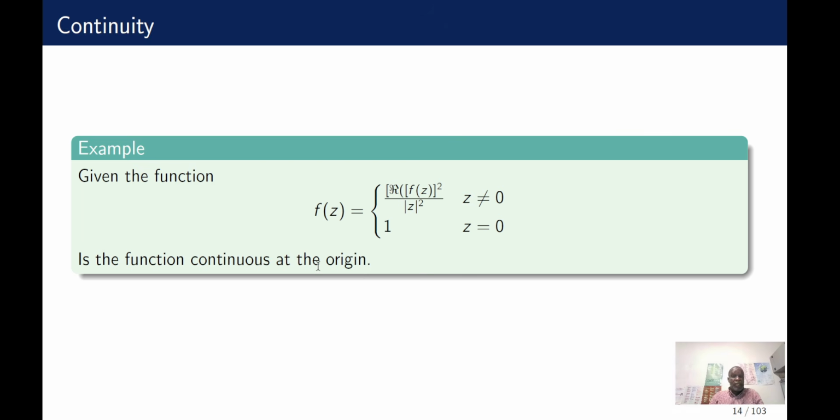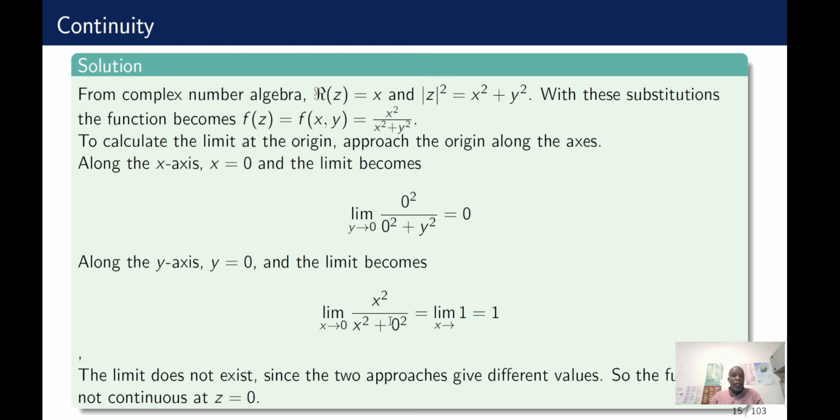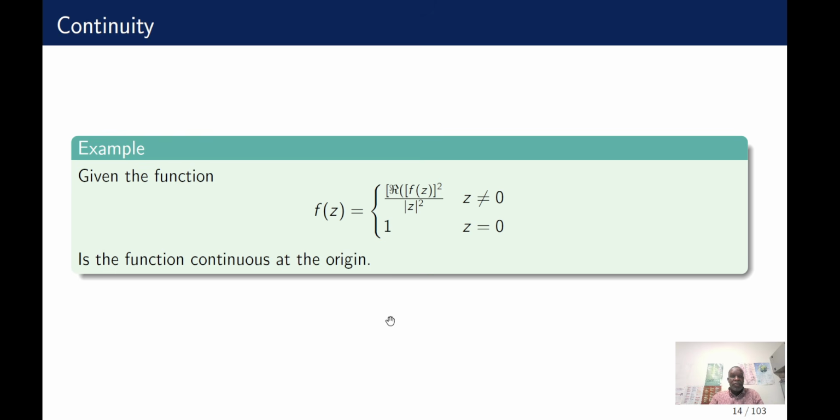Let us just look at that. We are going to look at the origin, and then determine whether the function is continuous at that point. Taking from the definition, what we need to do is find the limit of the function at the origin if it exists. And if that limit exists, it should be equal to the value of the function at the origin. So it should be equal to 1.